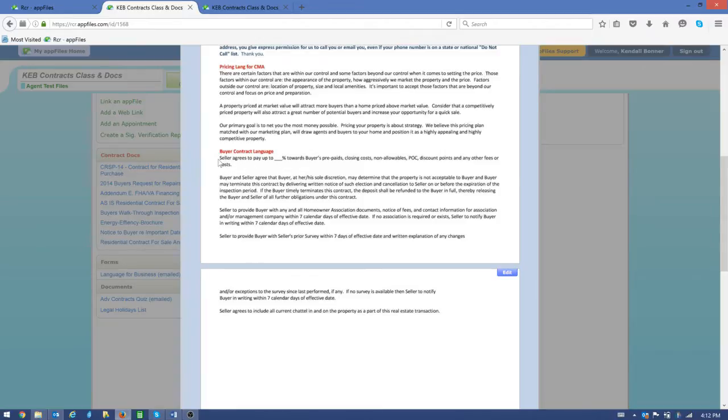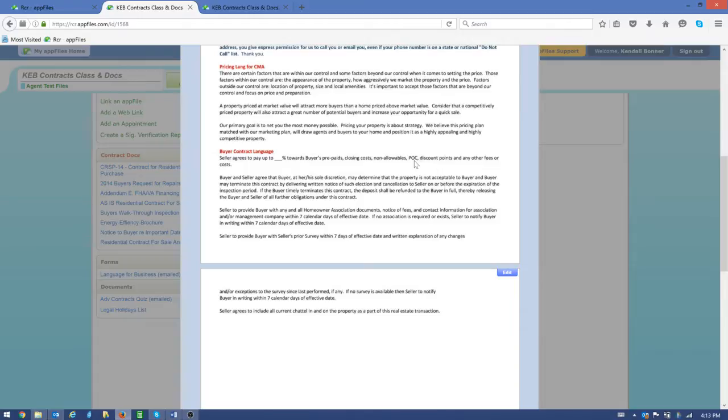So let's read these real quick. Seller agrees to pay up to fill in the blank, whatever you want. I'm not putting a default. Towards buyer's prepaids, closing costs, non-allowables, paid outside of closing. That's what POC stands for, paid outside of closing. Discount points and any other fees or costs. I think it's dangerous just to write closing costs. Because here, if you could do prepaids, guess what's a prepaid? Or paid outside of closing?